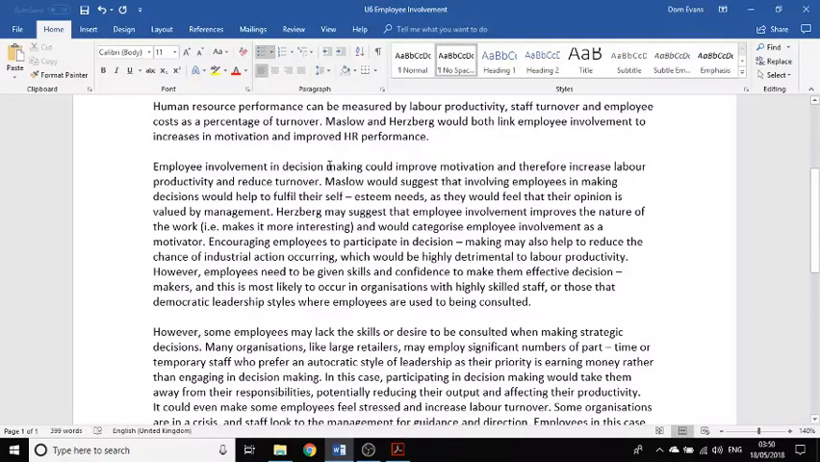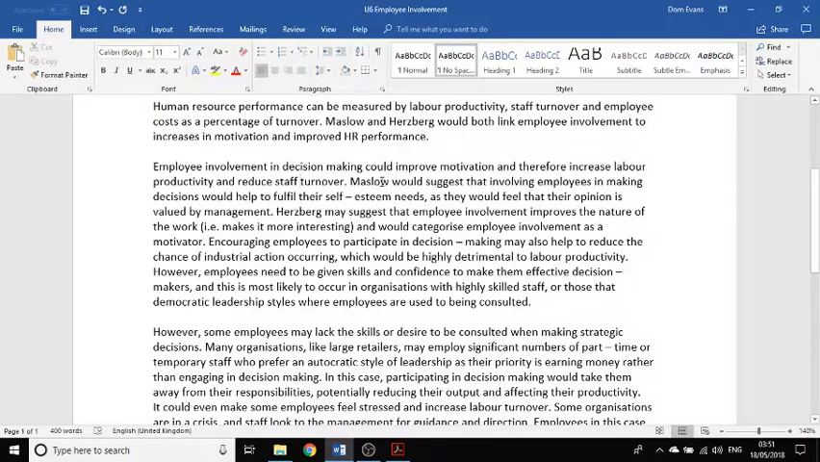Employee involvement in decision making could improve motivation and therefore increase labour productivity and reduce turnover. So this is a statement at the beginning of my paragraph. It shows the examiner that I'm focused on the question, which is involvement in decision making and improving human resource performance, i.e. increasing labour productivity and reducing, I should probably put, staff turnover. That scans a bit better than labour turnover because I've used labour there. So let's have a look at how I try and back that up.